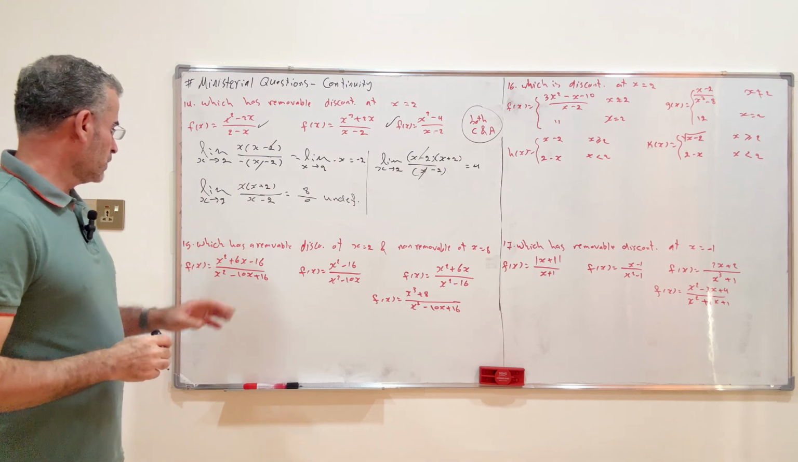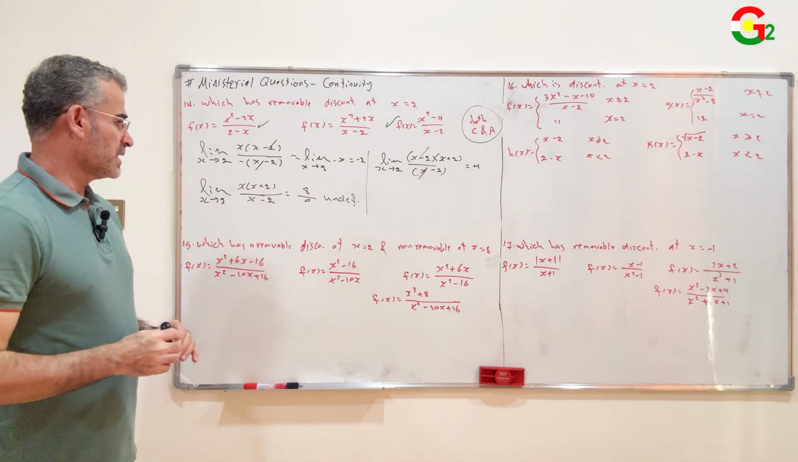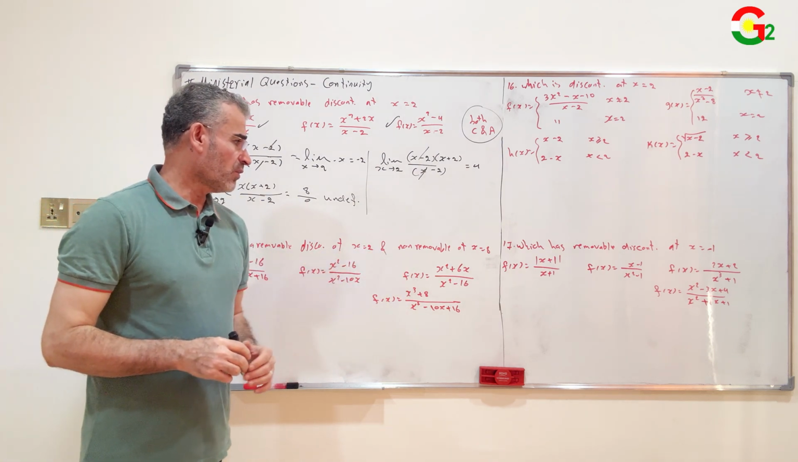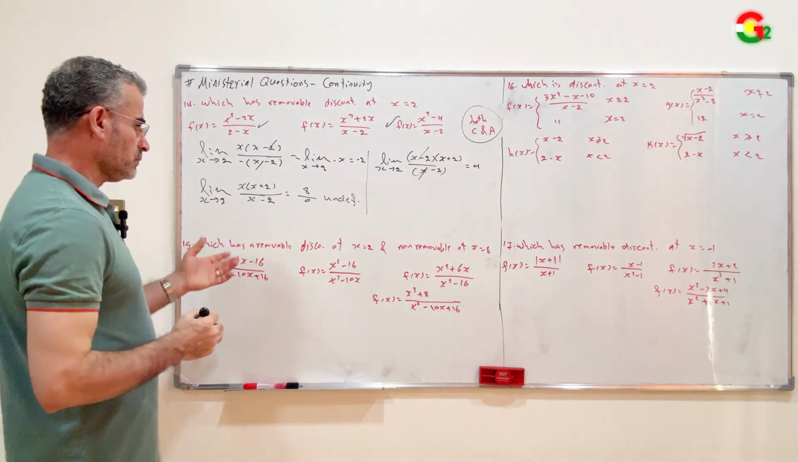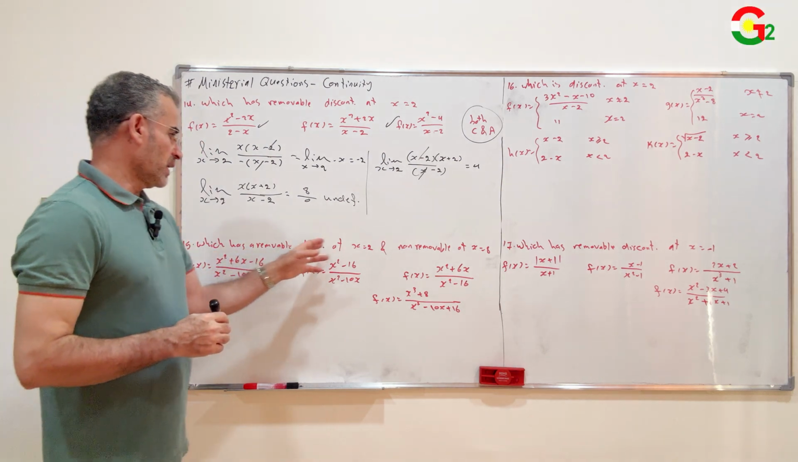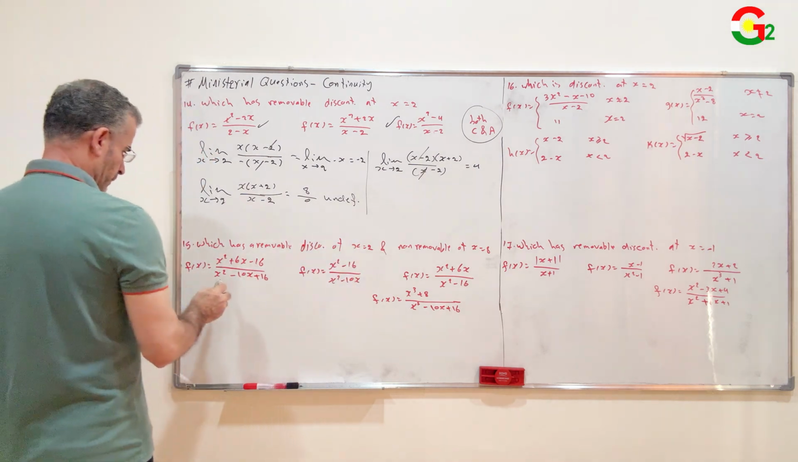Number 15, which of the following has a removable discontinuity at x equal 2 and a non-removable discontinuity at x equal 8? It means the limit exists when x approaches 2 and does not exist when x approaches 8.